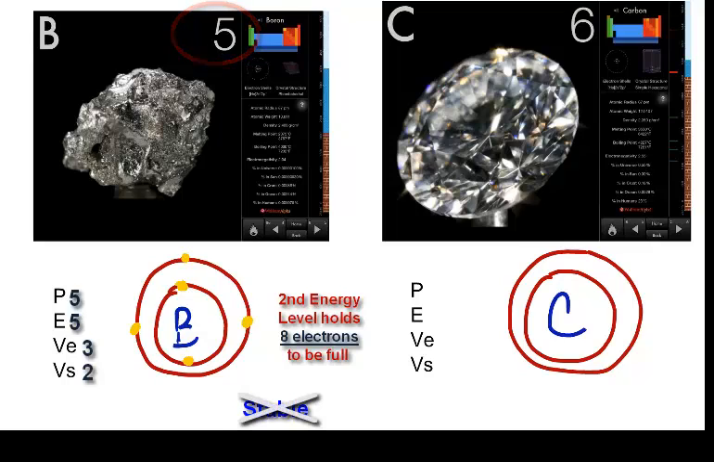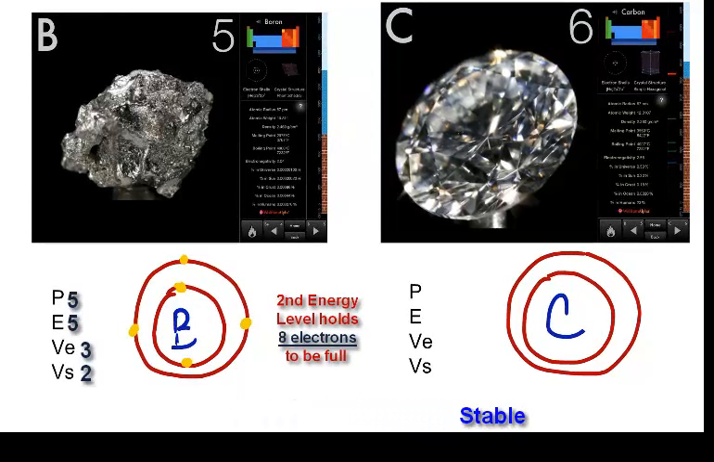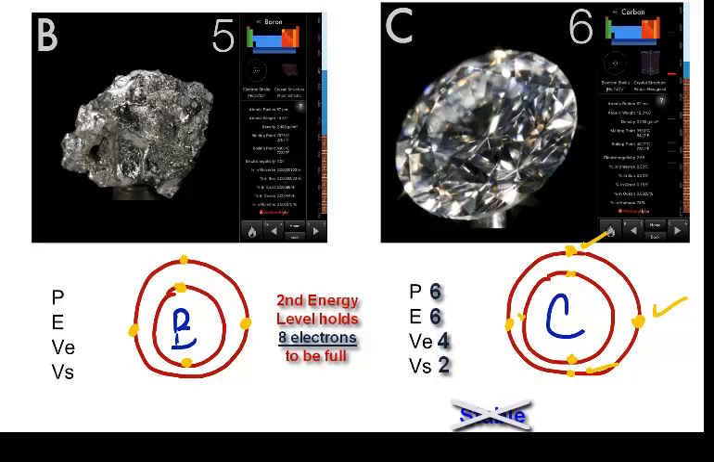Is it stable? No. Go to carbon. How many protons does it have? It has 6. How many electrons does it have? It has 6. Put the first 2 electrons in the first energy level. We fill it up. We move to the next energy level, which is the second energy level that holds a maximum of 8, but in this case for carbon it will hold the remaining 4. So the valence electrons in the carbon atom are going to be 4, and the valence energy shell is going to be the second one.